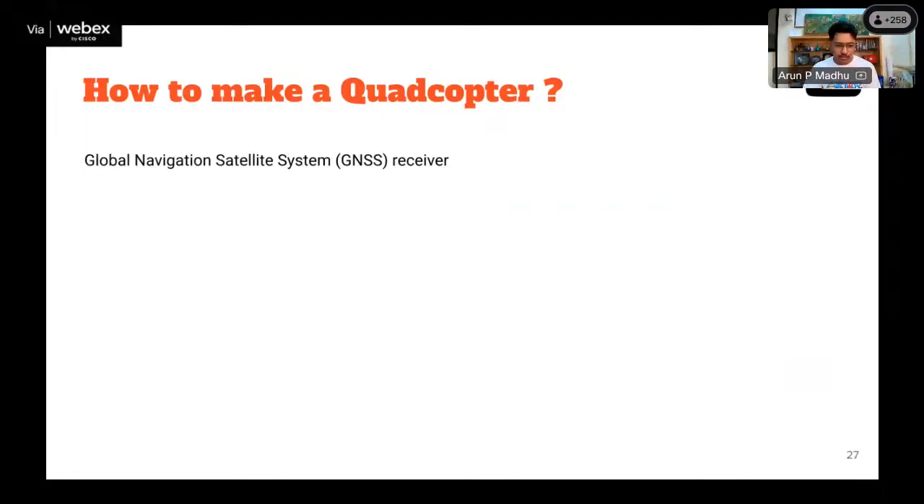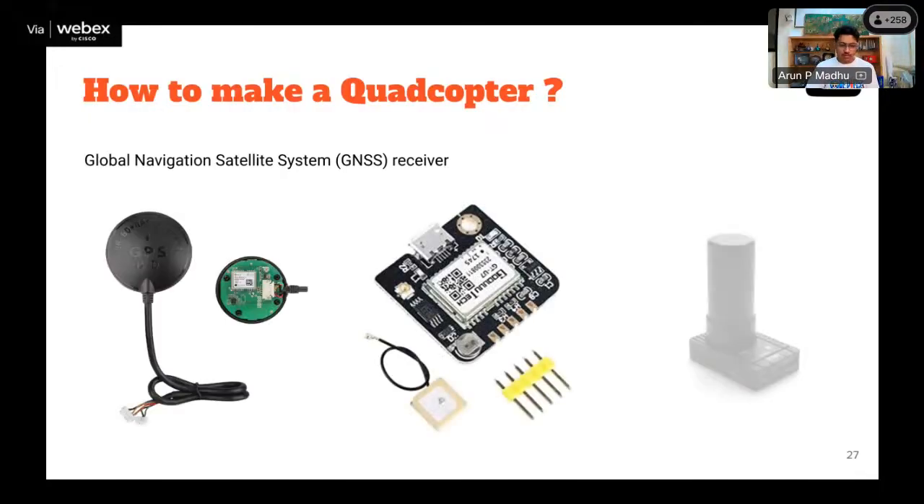Then we come to something called the Global Navigation Satellite System, or GNSS receiver. These are some of the receivers. The first one is a GPS we use on drones. The second one is a smaller version, and the third one is something called RTK GPS, which will provide a very high level of accuracy, centimeter level accuracy. This also gives us good precision, and this is something we use on very small nano drones. Of course, you all know what a GPS is used for, so I won't go deep into that.